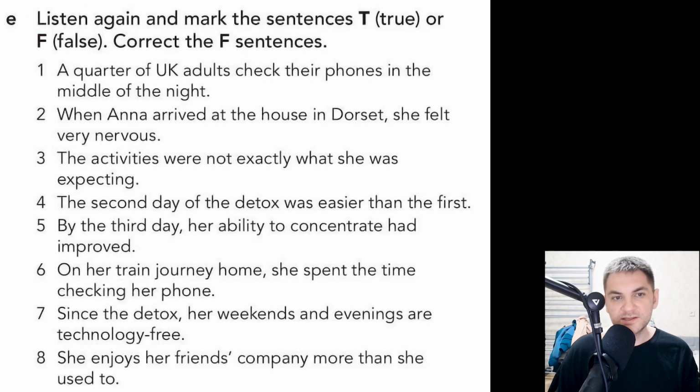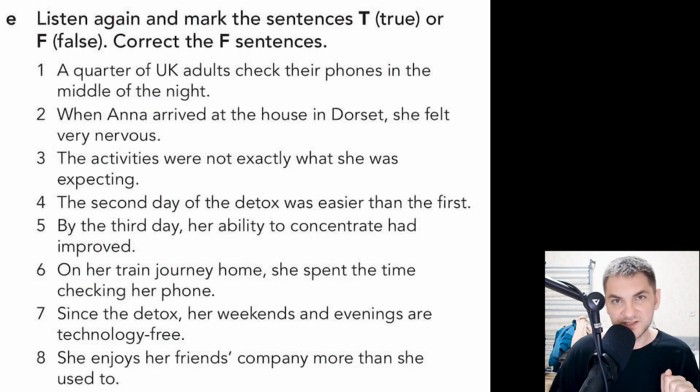Activity E. This time you will listen for specific information. Read sentences 1 to 8. Some are true, some are false. Your job is to mark true or false. If a sentence is false, you must correct it. You must say why it's false. This is a common exam task, so pay attention to the exact words you hear.